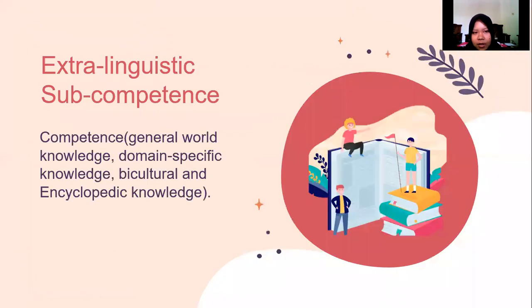And then the next subcompetence is extra-linguistic subcompetence. This competence is about the translator's knowledge about general world knowledge, domain-specific knowledge, bicultural, and also encyclopedic knowledge.